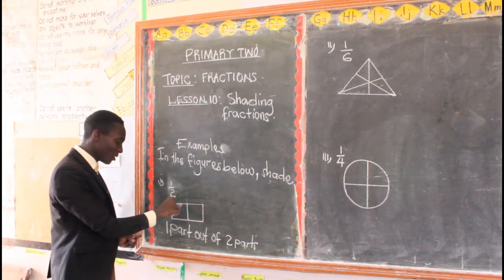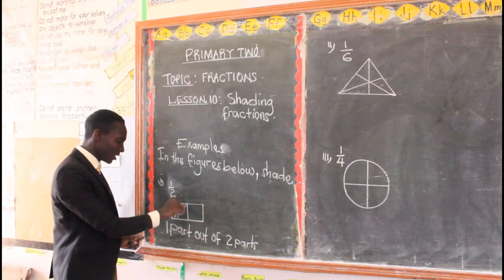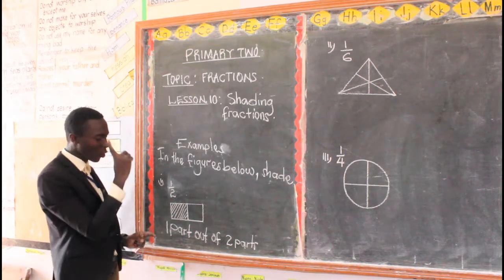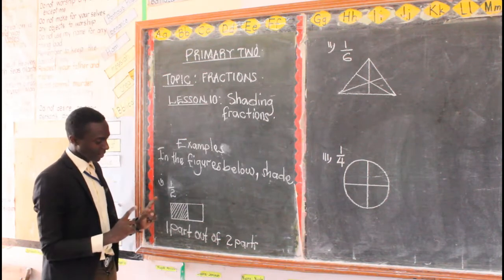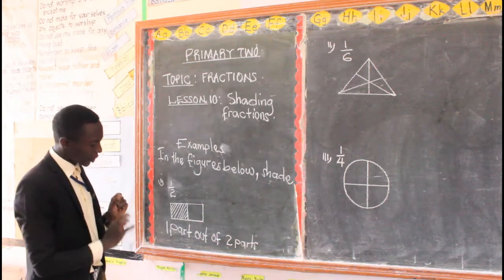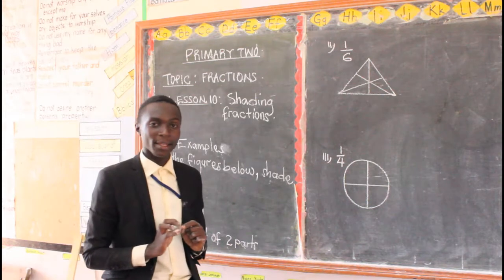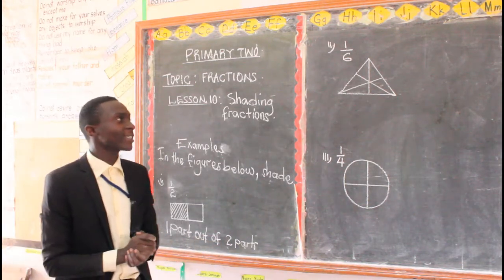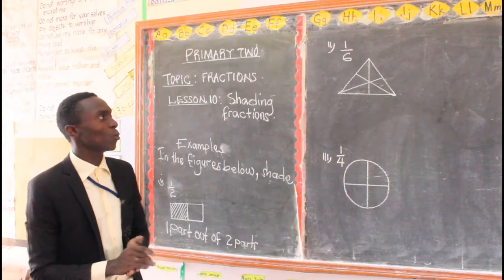Please shade properly. Make sure that you don't shade another part. You shade only 1 properly. Don't scribble. You shade with lines properly. Yes, thank you very much. Now let us look at example 2.